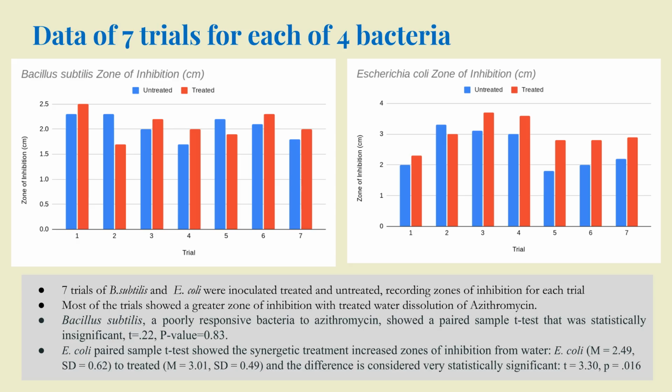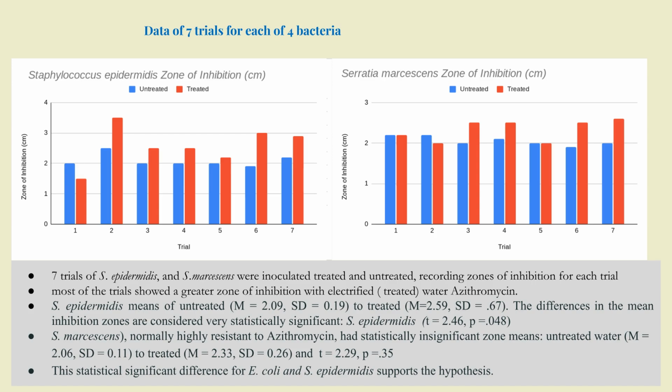In addition, Staphylococcus epidermidis, the graph on the left, increased in mean values from an untreated mean of 2.09 to a treated mean of 2.59. Differences in mean inhibition zones are considered statistically significant with a t-value of 2.46 and a p-value of 0.048. Whereas for bacteria on the right, Serratia marcescens, which is normally highly resistant to azithromycin, had statistically insignificant zone means from an untreated mean of 2.06 to a treated mean of 2.33, with a t of 2.29 and p of 0.35.